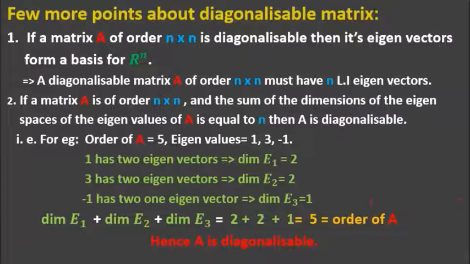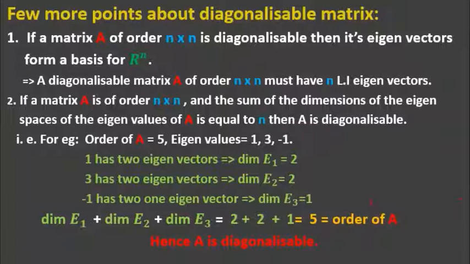Because each eigenvalue will have an eigenspace, the number of vectors in the basis of the eigenspace will give you the dimension of the eigenspace. Then the sum of all these dimensions must be equal to n, then A is diagonalizable. Let us look at it by these few lines.